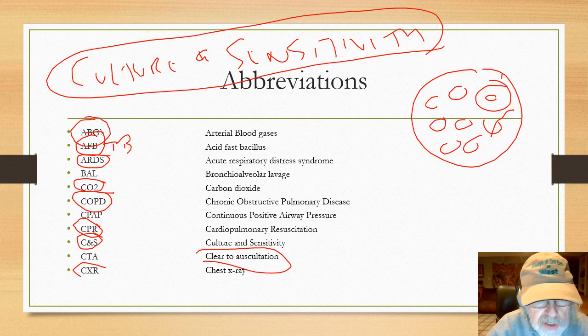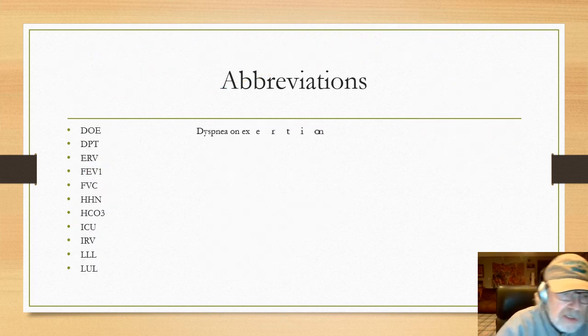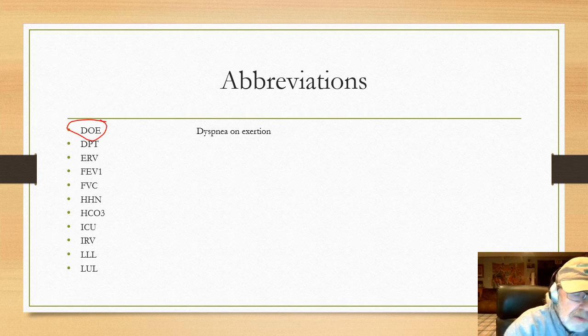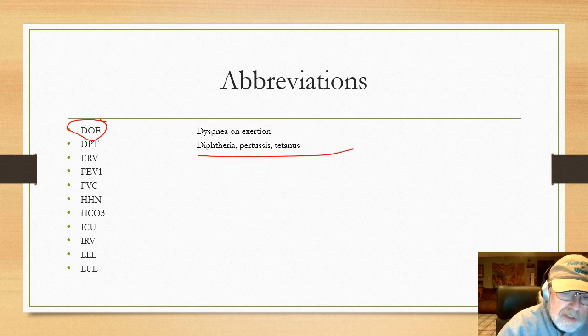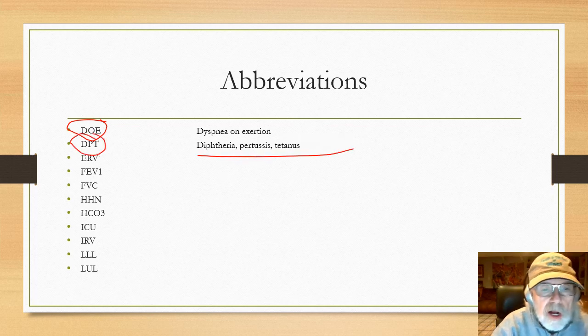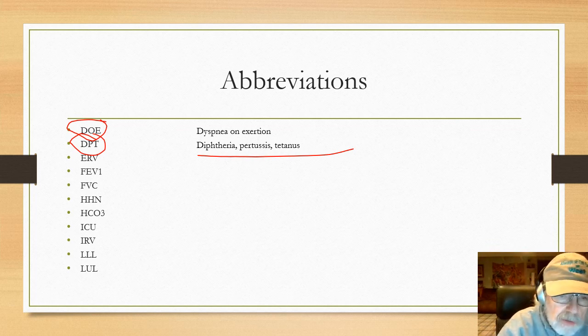A couple more abbreviations that we talk about here. DOE stands for dyspnea on exertion. Dyspnea means bad, difficult breathing. So when they have difficulty breathing when they exert themselves, when they're walking. DPT, diphtheria, pertussis, tetanus. We talked about that before as that vaccination. Diphtheria, we talked about that. Pertussis is whooping cough, and everybody knows tetanus.